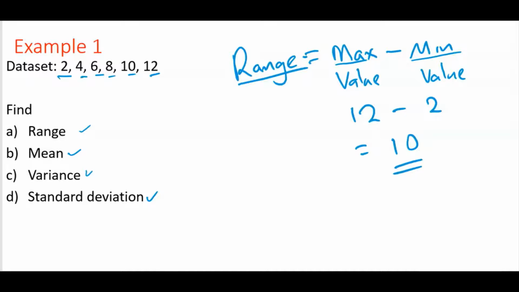Sometimes it's possible that the data is not in order, like the one given here. So what you have to do is easily identify the maximum and the minimum value. I highly encourage you to put the data in ascending or descending order, whichever you prefer, then identify the minimum and the maximum. So the range will always be the maximum value minus the minimum value.